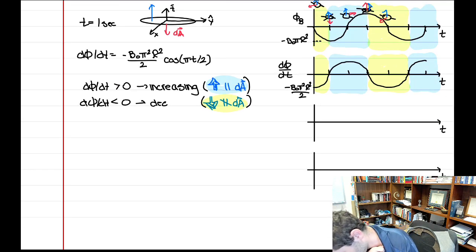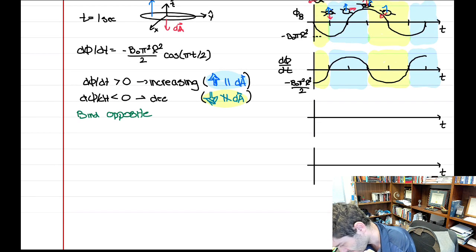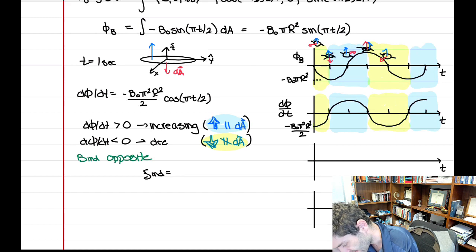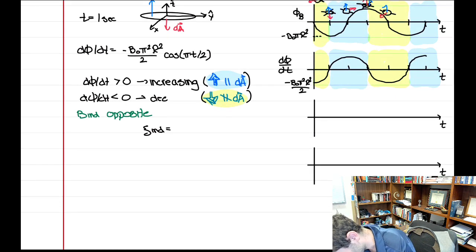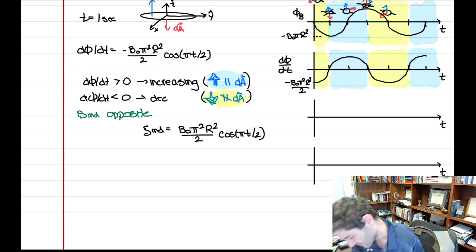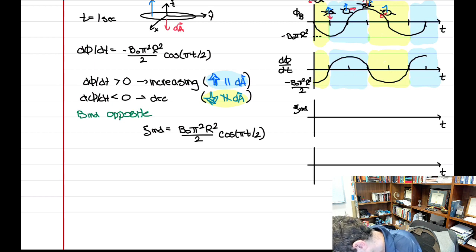So then the induced magnetic field is the opposite in that case. Right, is the opposite. So then that just means the induced EMF is then just, we could think of it now as if we wrote it as negative the derivative, we could write this as positive B naught pi squared r squared over 2 times cosine of pi t over 2. Really, the negative sign just means that it's going to be flipped. So you need the tick marks.